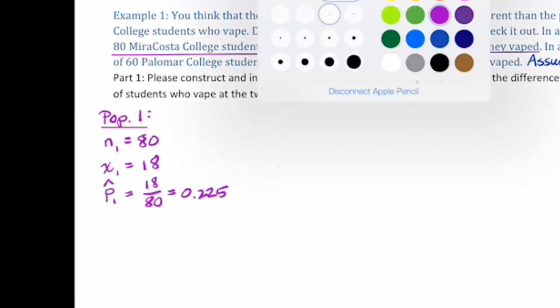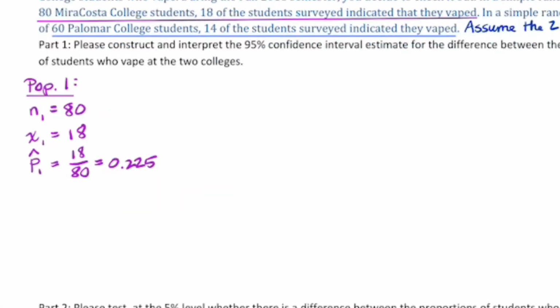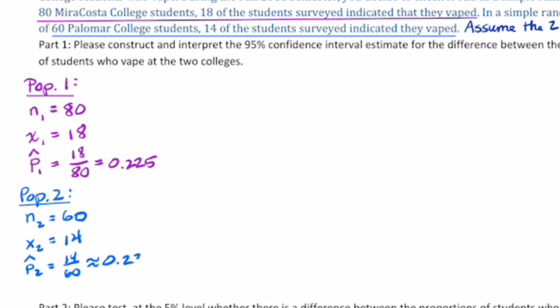And then population 2 will be the Palomar College sample. For population 2, we have N2 equal to 60, and X2 is 14. So P hat 2 is 14 over 60, and that turns out to be approximately 0.233.